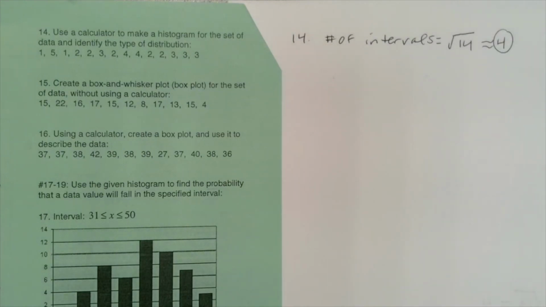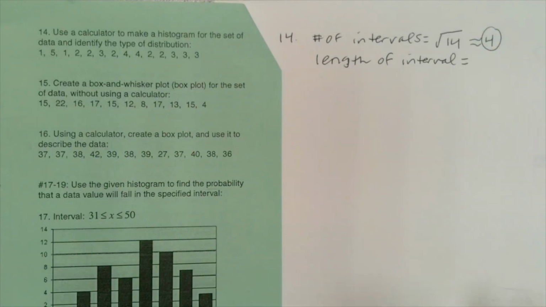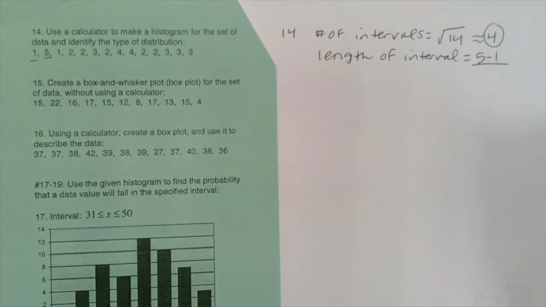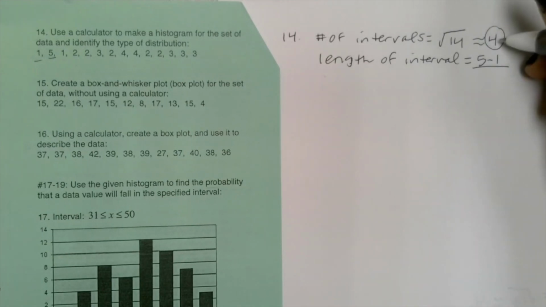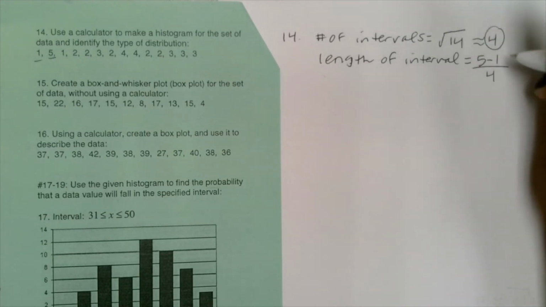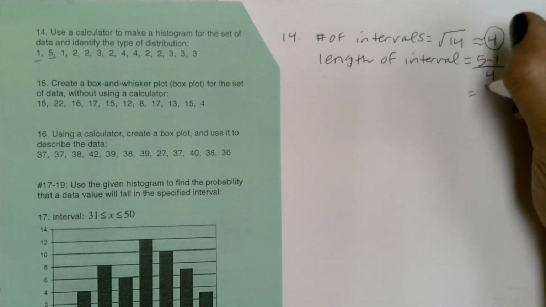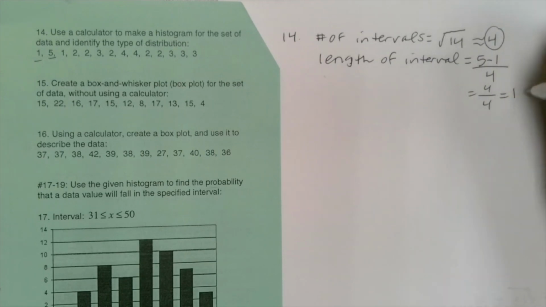Then we're going to do the length of the interval. What that is, you take your largest value and subtract your smallest value, and then divide by the number of intervals that we just got, which was 4. And that ends up being 4 over 4, or just 1.